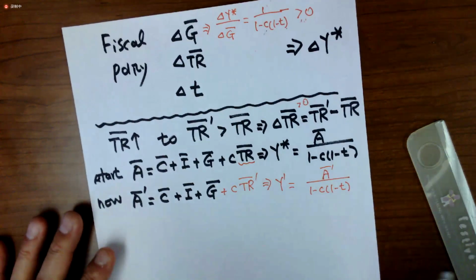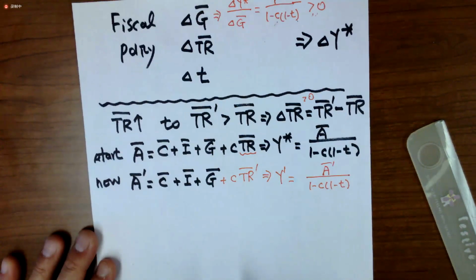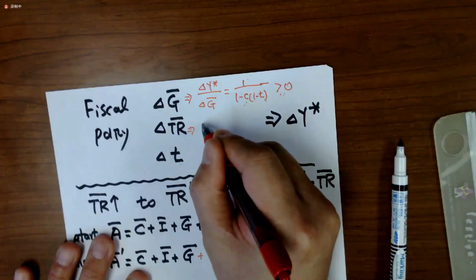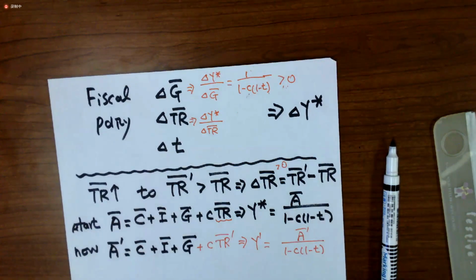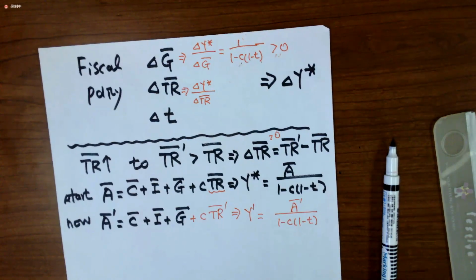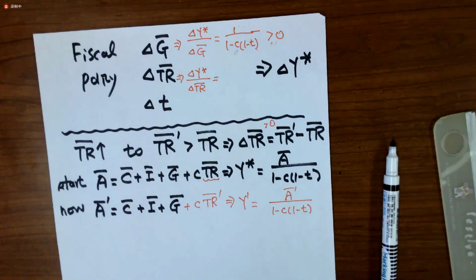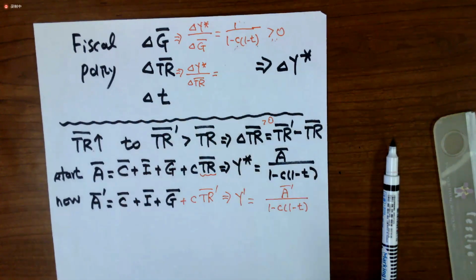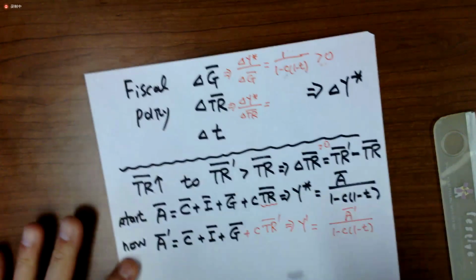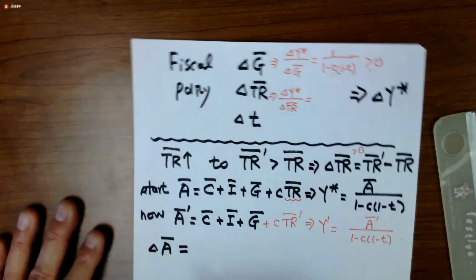So now, I'm going to do the calculation exactly as we did before. I'm looking for the expression of change in Y star divided by change in transfer payment. So I want to find out what this is equal to. That's our task here: we want to analyze the impact of changes in transfer payment on the economy's output. So suppose I want to find out what is the change in A bar.